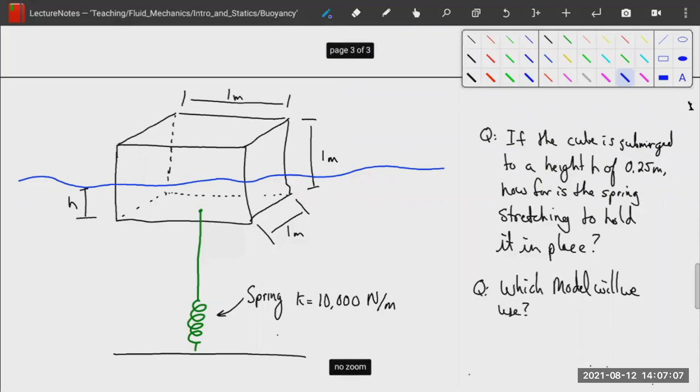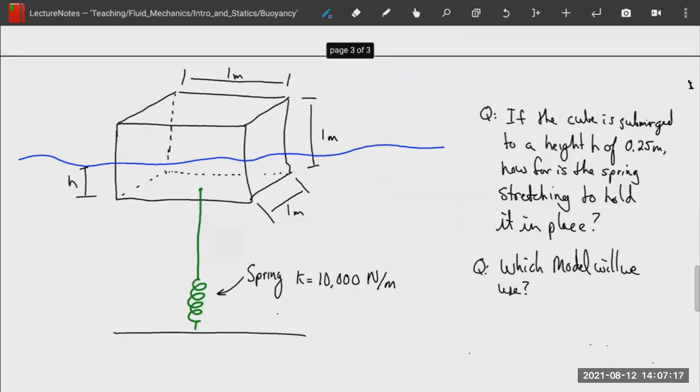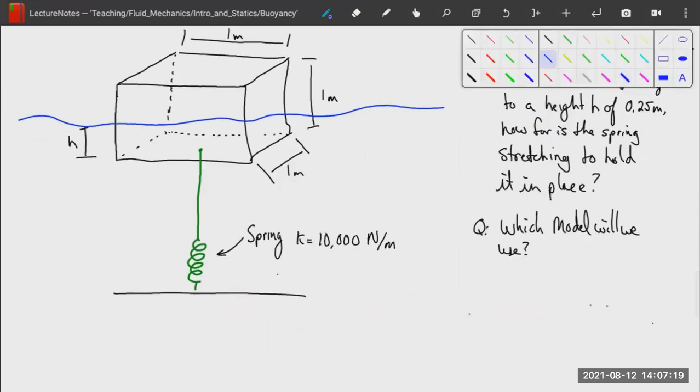Okay, so now we are going to look at our box that is floating in water, or held in place by a spring, and we are going to try to figure out how far that spring is stretching to hold it in place. So we're going to have to use a couple models to do this. The first model is obviously the one for the whole section, this little section on buoyancy that we're using, and that is that the buoyant force is equal to rho g volume submerged.